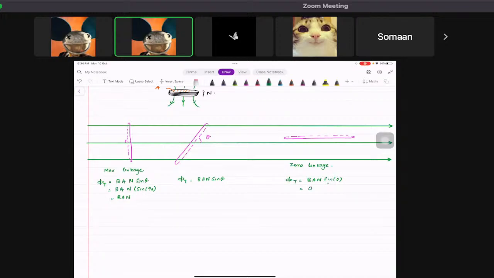So you need to remember why it is 0: because in parallel there is no cutting. Cutting means the crossing of the magnetic field with the wire. All right, just remember that.